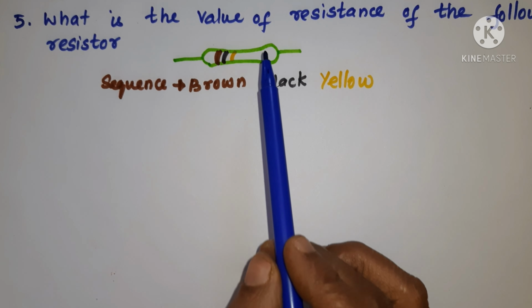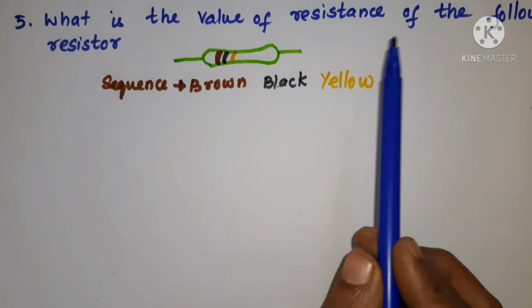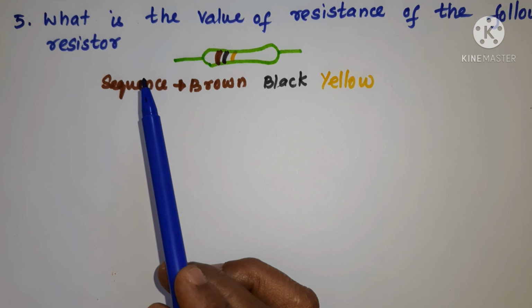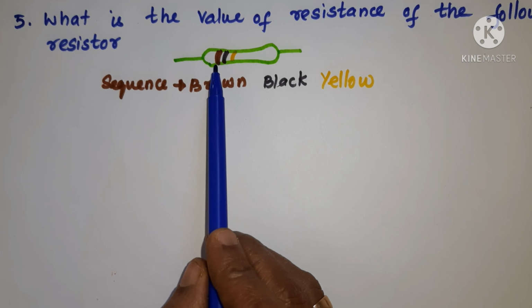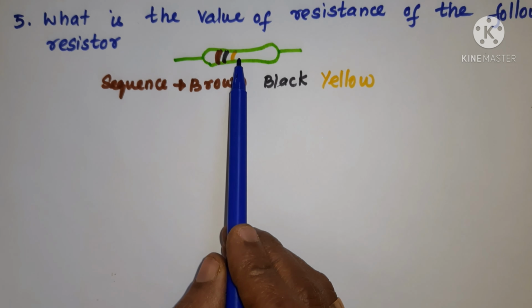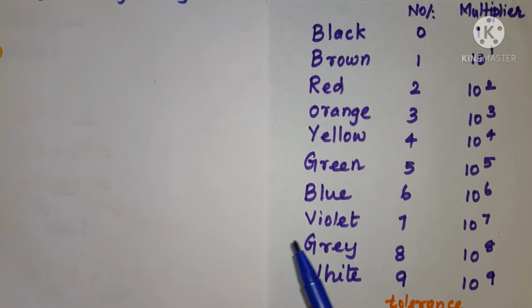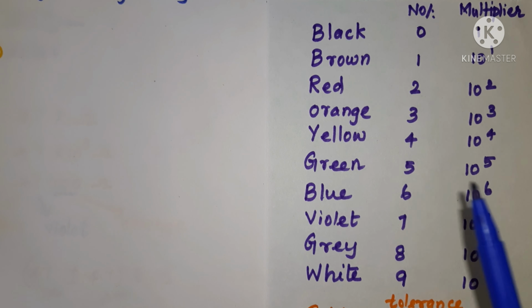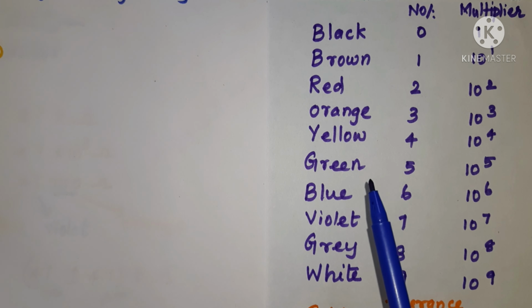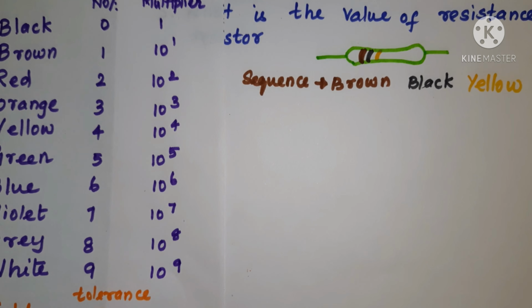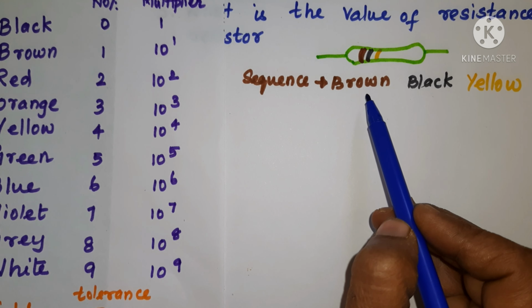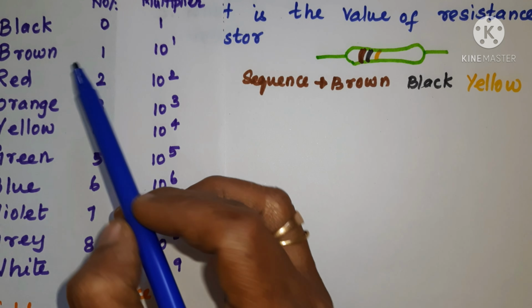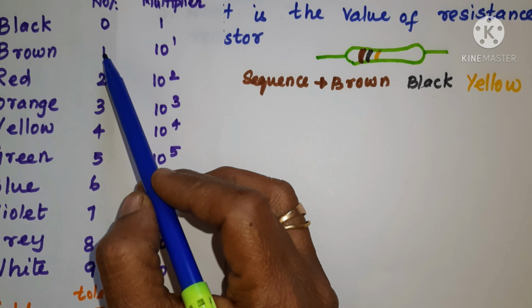Next one, what is the value of resistance of the following resistor? The color code sequence is given to be brown, black, yellow. In the previous question we saw that the first two rings are significant figures of the resistor and the third ring indicates a decimal multiplier after them. So the first one I have here to be brown. So the corresponding significant figure is 1.